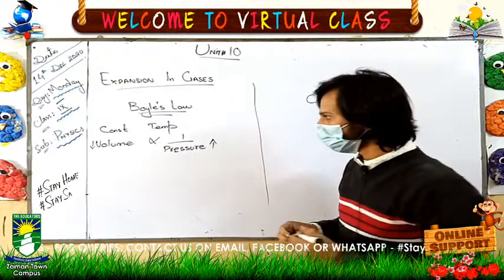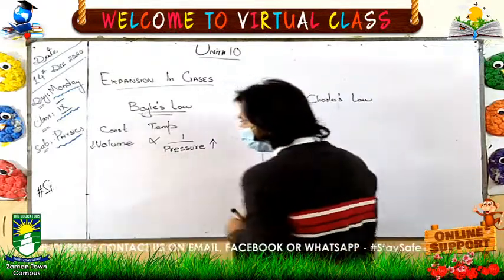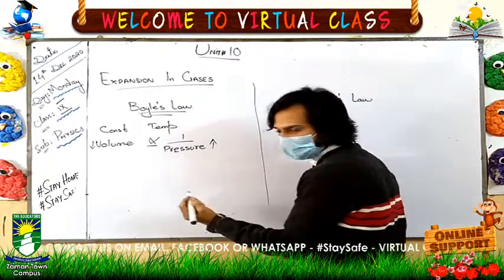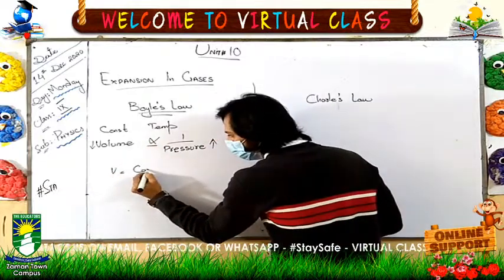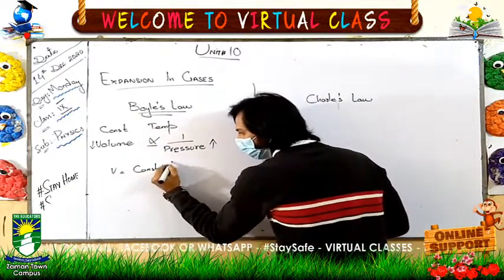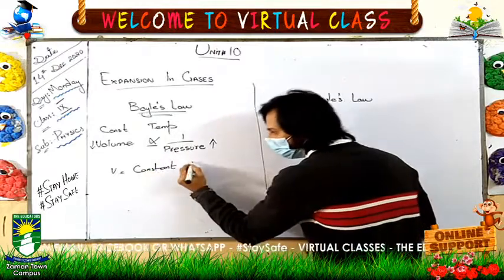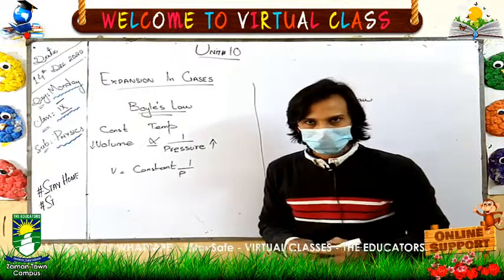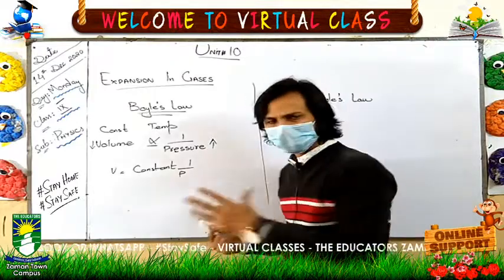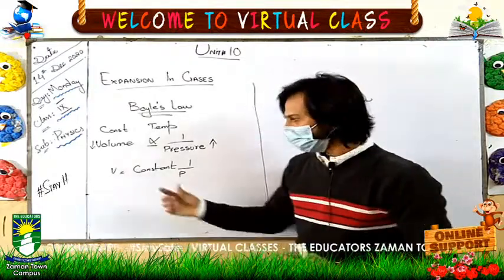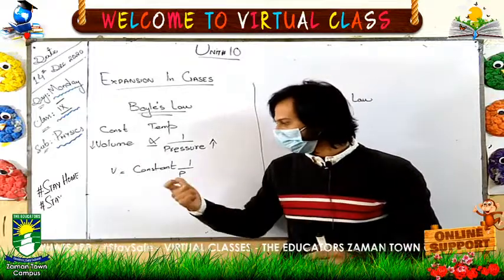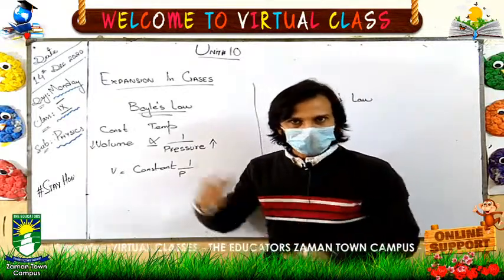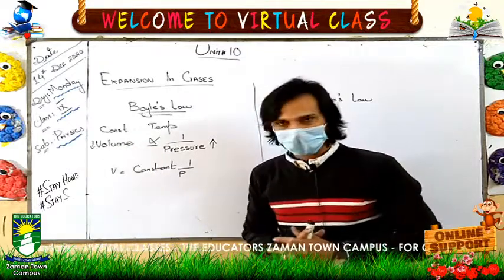Okay, so from there we know that if we want to replace this sign, we have to put a constant. So I am putting a constant, and this is 1 upon P. We have a constant over there which is simply k, and that constant is because of the mass. That constant may vary as the mass of that gas may vary.